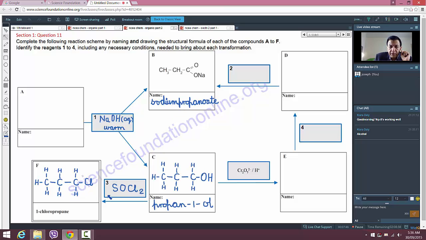Now, look at step 3. To get 1-chloropropane, you need to start with propan-1-ol. So that's why I draw structure C as propan-1-ol. And what do you need to react it with? It could have been any of SOCl2, PCl5 or PCl3, right? That'll do. You can even use zinc chloride in concentrated HCl with heating.